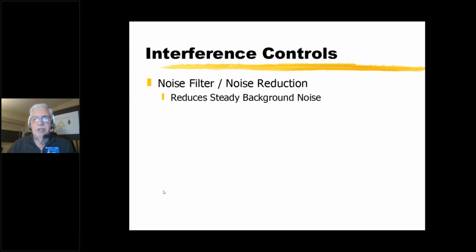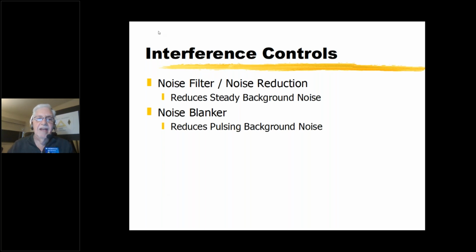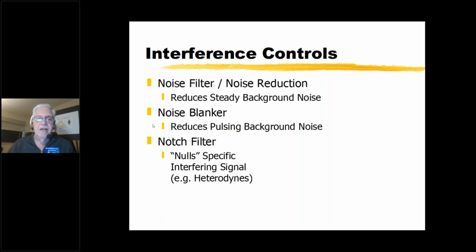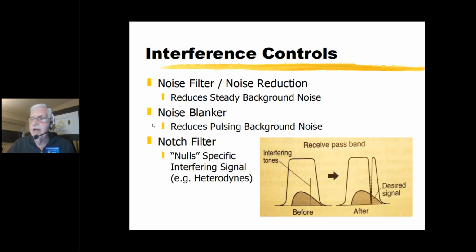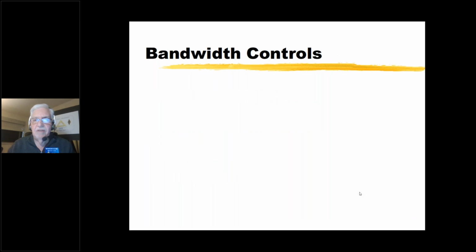Here are interference controls. Noise reduction or noise filtering reduces steady background noises. Noise blanker reduces pulsating background noises. This is what you get like ignition noise. Notch filtering lets you change your band pass to look like this. So here's your interfering signal, and the notch eliminates that and lets you hear the rest of the signal.